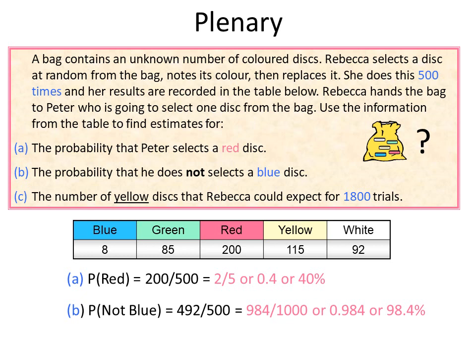For C, I need the number of yellow discs that Rebecca could expect in 1800 trials. First of all, let us find the relative frequency, which is 115 divided by 500, and then multiply the answer by 1800. So I have the relative frequency 0.23 multiplied by 1800. The answer is 415 times.